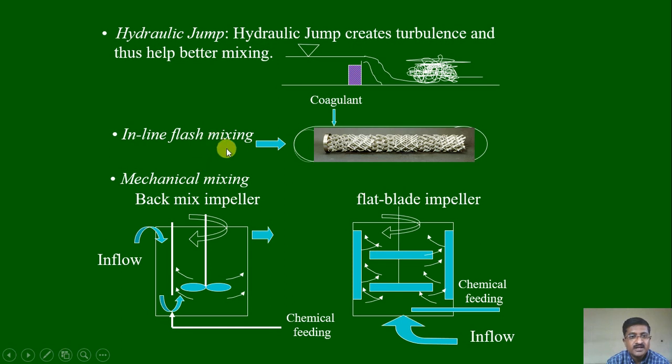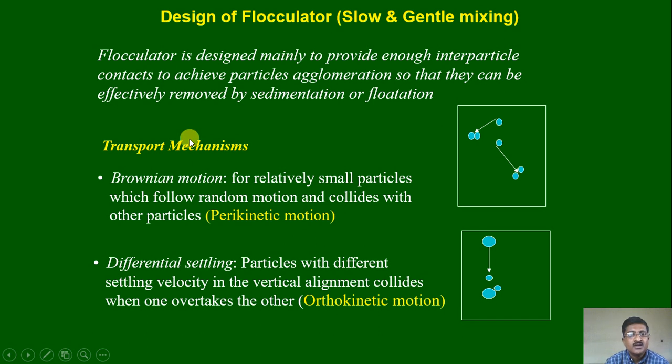Also, inline flash mixing can be used. You can see the coagulant added and the devices that can be used for inline flash mixing. If you are using mechanical mixing, then a back mix impeller can be used. You can see here the coagulant is added and the mixing is carried out here. Or you can go for a flat blade impeller directly. These are the blades here, and the chemical feeding is from the bottom, and the mixing takes place.